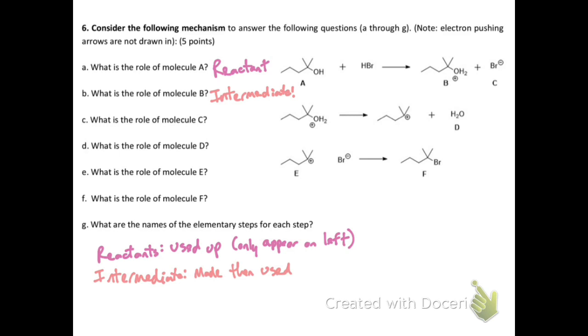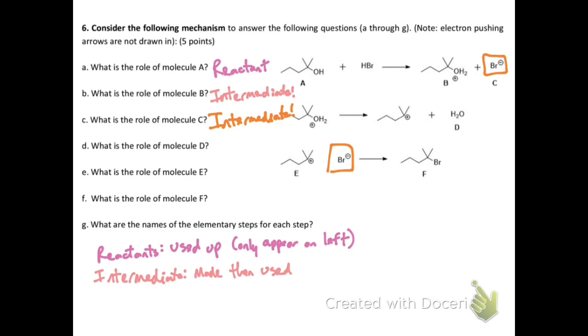Up next, we have molecule C, well, aka ion C. And I've got my eye on this bromide. Notice that it's made and then used up subsequently. So this is also going to be an intermediate.